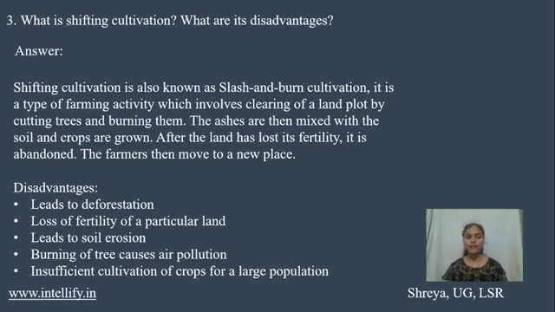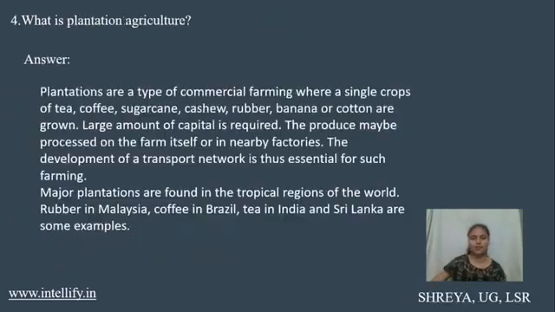That is why. Fourth is burning of trees causes air pollution. This is obvious because fumes will be released when trees are burnt. Fifth is insufficient cultivation of crops for a large population. With shifting cultivation, it is not possible to produce crops for a huge population because you need to keep on shifting land, and we don't have so much land at present. This type of cultivation does not help in producing crops for a very large population.